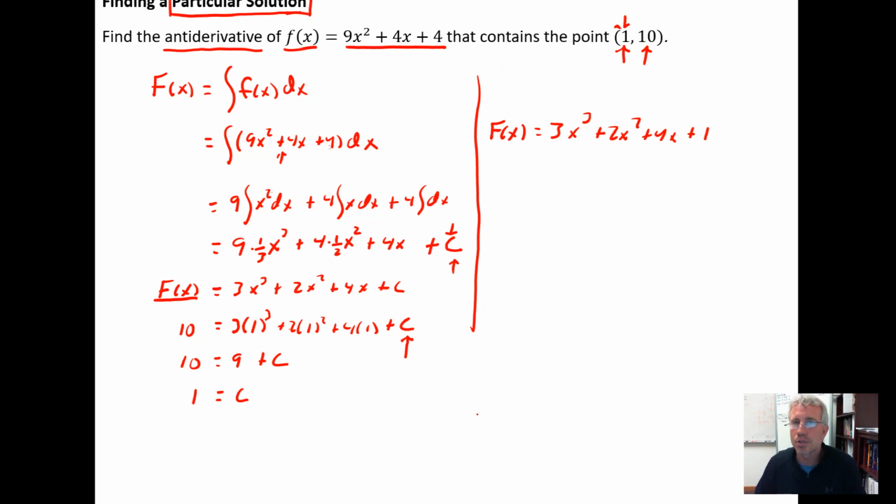So again, a particular solution is just going to be what you get when you find the antiderivative in terms of the constant of integration, but then you have some additional information that lets you hone in on a specific antiderivative.